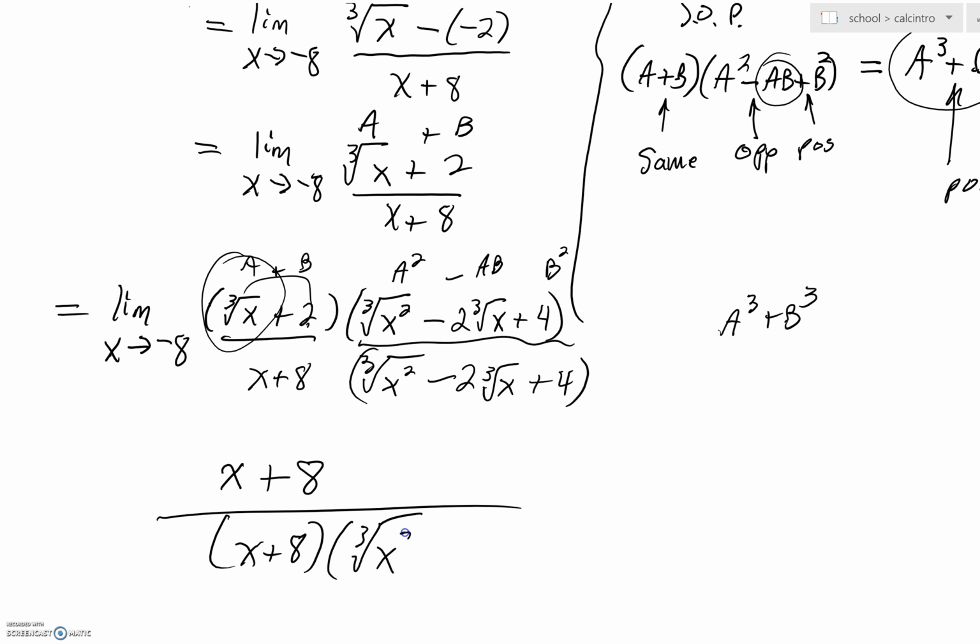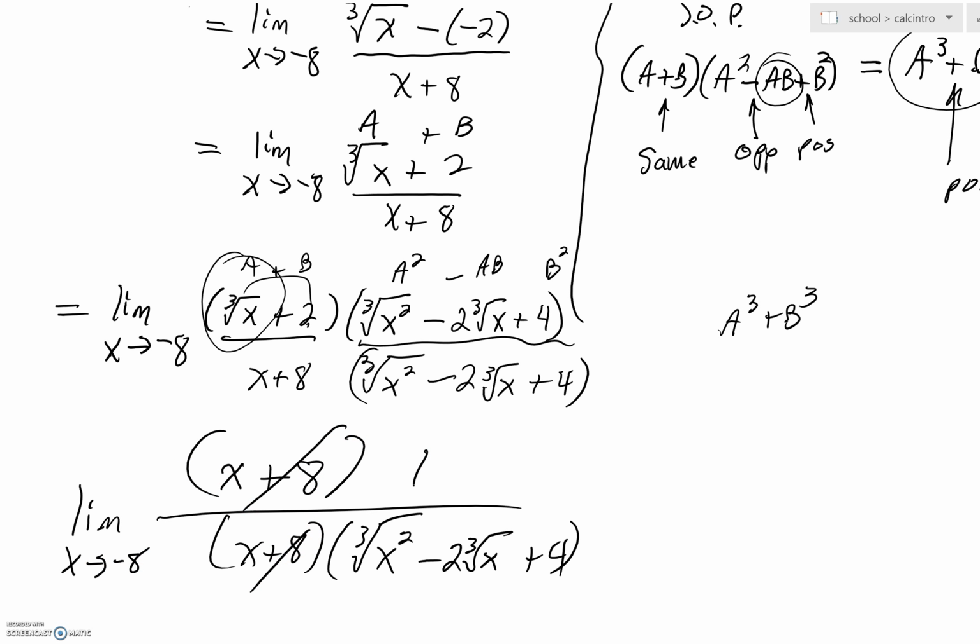It's going to cancel. And then you're going to be able to see very fast something really good happening. Because the x plus 8s are going to go away, you no longer have 0 over 0. What do you do now? You got to plug that negative 8 in there.